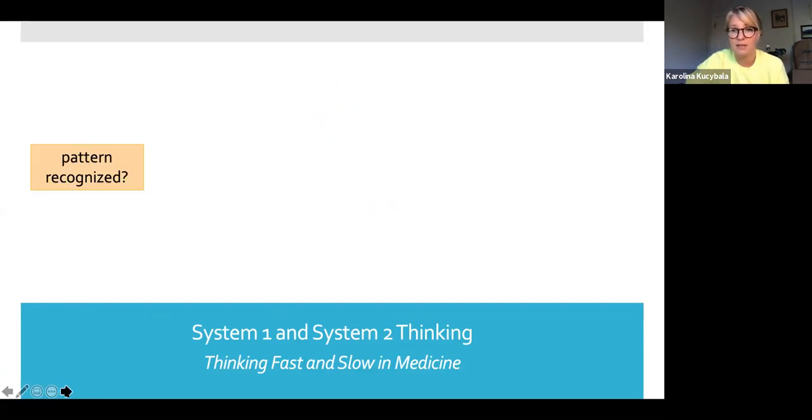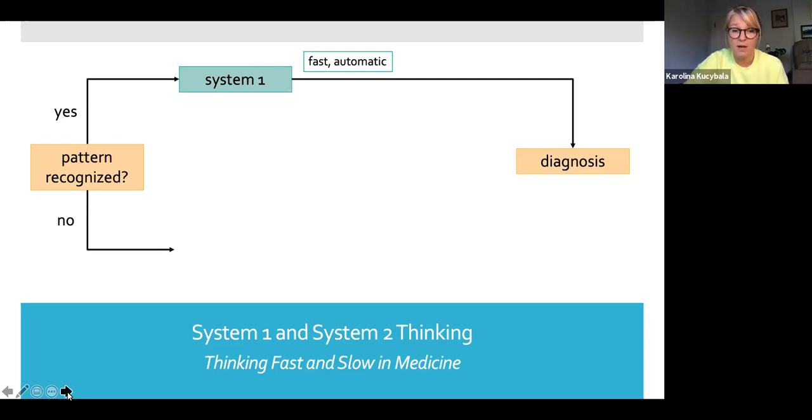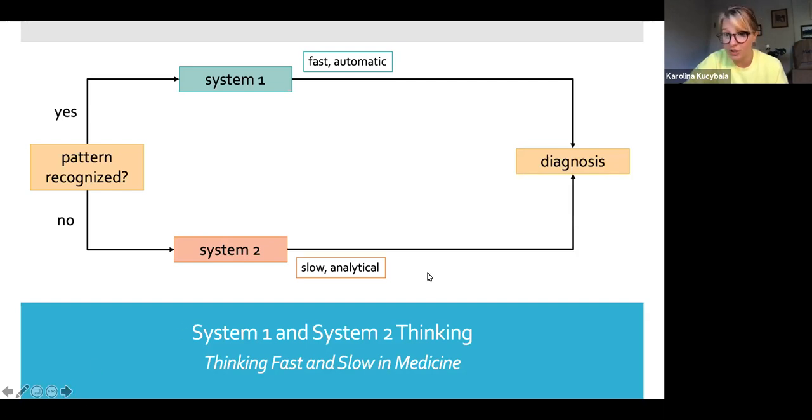When clinicians are in front of a patient, there's a pattern there, right, of signs and symptoms. If the pattern is immediately recognized based on what that clinician is seeing, that activates System 1 thinking. It's very fast and automatic, and you arrive at the diagnosis. On the other hand, when the pattern is not recognized, you activate System 2 thinking, which is slow and analytical, and you still eventually get to the diagnosis, but it can take a little bit longer.